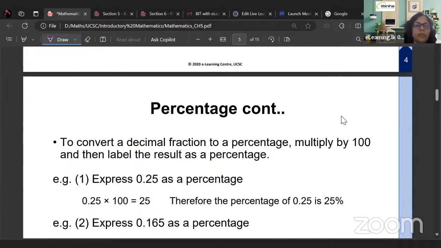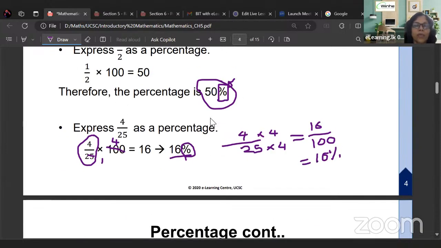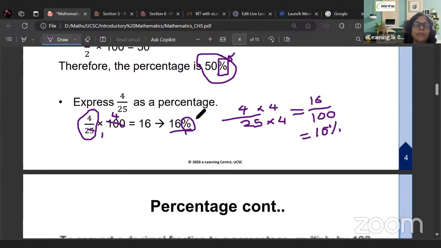Right. Here we have looked at how to convert any given fraction into a percentage, right? The easiest method is to multiply the fraction by 100. When we multiply any fraction by 100, we can have the percentage. But if it is a decimal number, it is also the same, right?